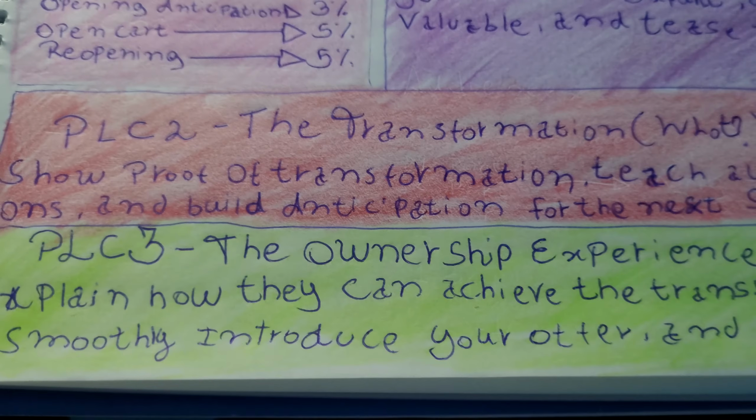Fifth, foreshadow PLC2 to build anticipation. And sixth, call to action. Encourage engagement like comment on a blog or social media. This is very crucial, okay? Let's take a look at the PLC2.